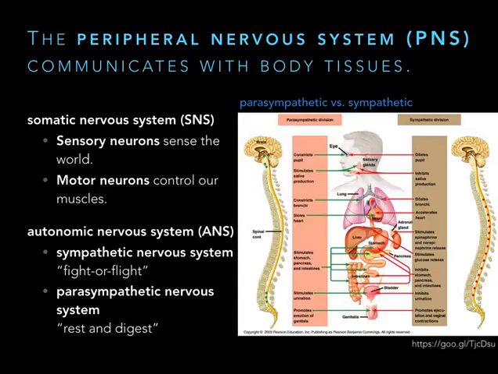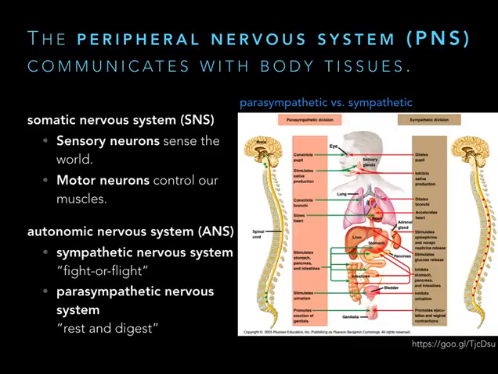The autonomic nervous system is also divided. All right, it's divided in two. We have our sympathetic nervous system and we have our parasympathetic nervous system. The sympathetic nervous system is fight or flight. Okay, this creates stress responses. This gets us ready for action. So it's going to draw blood away from the gut and into our muscles.